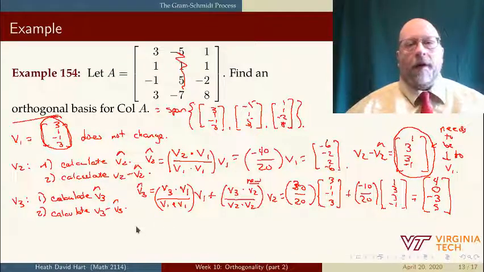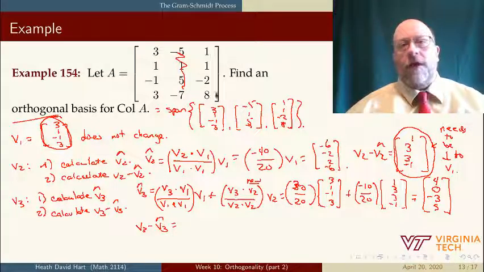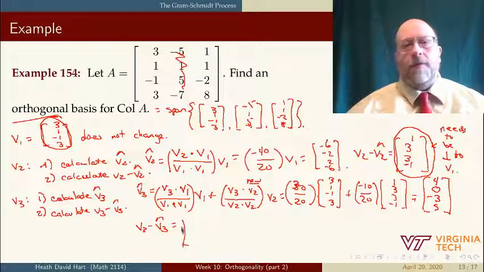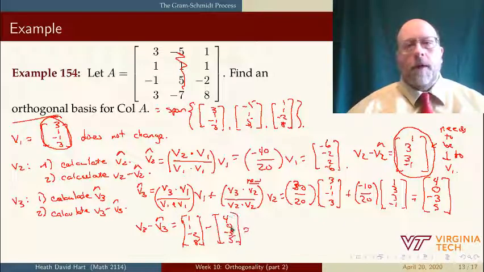And so we're ready to calculate v3 minus v3 hat. So that's this vector, 1, 1, negative 2, 8, minus the projection vector. One minus 4 is negative 3. 1 minus 0 is 1. Negative 2 minus negative 3 is positive 1. And 8 minus 5 is 3.